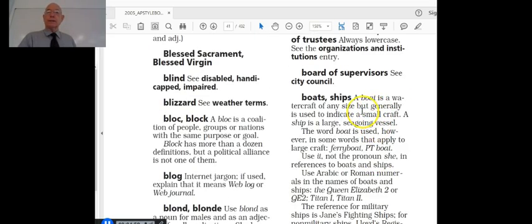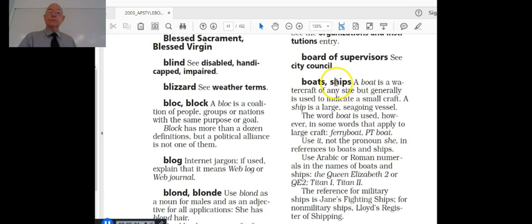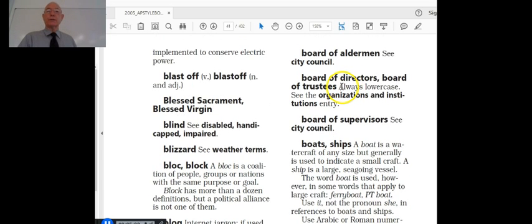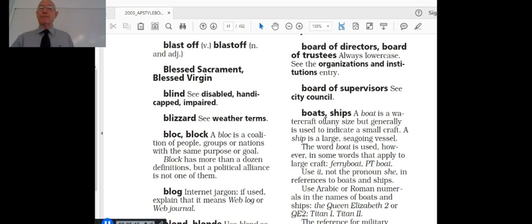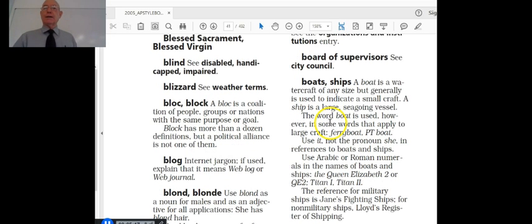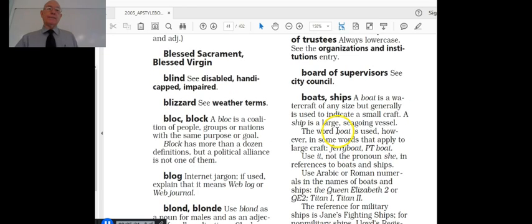So it's something that is worthwhile going through, especially if you are in a position where you're going to be using AP style, obviously. Then you might want to spend a week just poring through it to understand what is there. So here it explains, boat is a watercraft of any size, but generally is used to indicate a small craft. Ship is a large seagoing vessel. Again, you may or may not be aware of the difference.